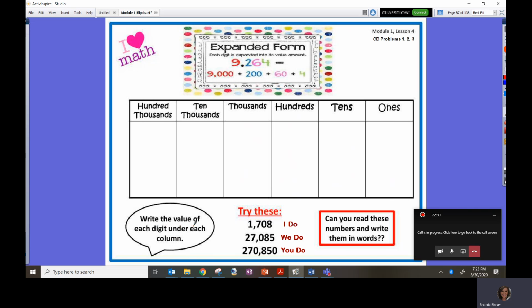And remember, we're writing the value at the bottom of each column. That'll help you with expanded form. Okay, we're going to pause right here. Turn to your partner and go.